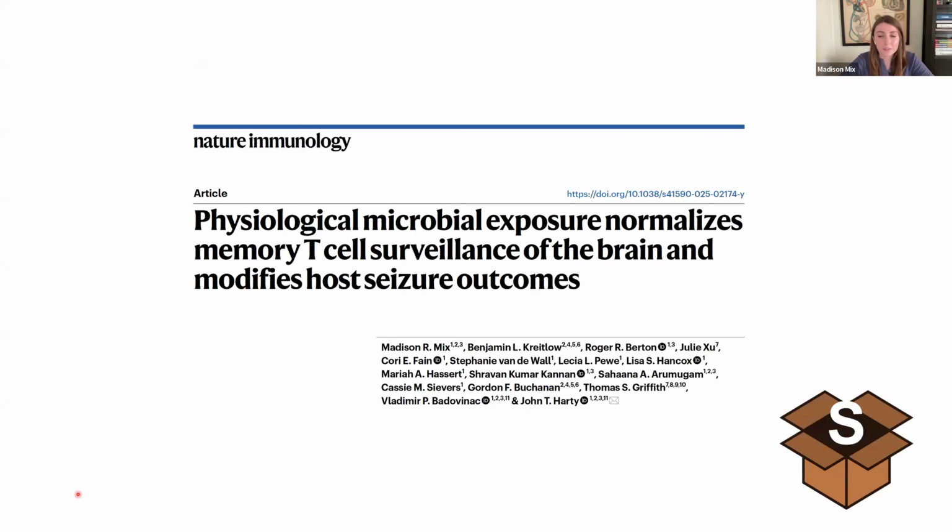Here we are. Today, I'm excited to share work that was recently published in Nature Immunology, featuring contributions from a very dynamic and highly collaborative team. And this project really seeks to understand how diverse microbial exposures, largely in the periphery, can influence memory T cell surveillance of the brain and modify the outcomes of a model neurological disease, in this case, a seizure.